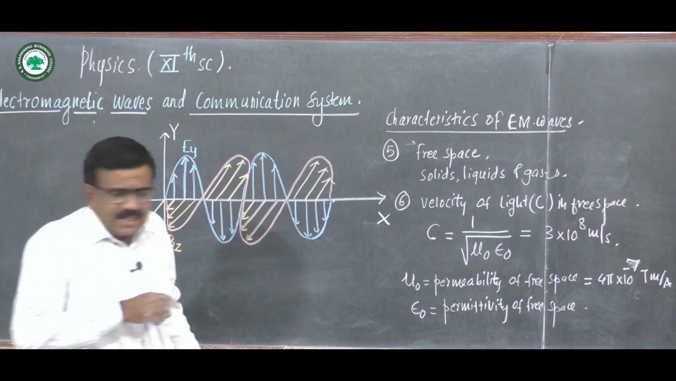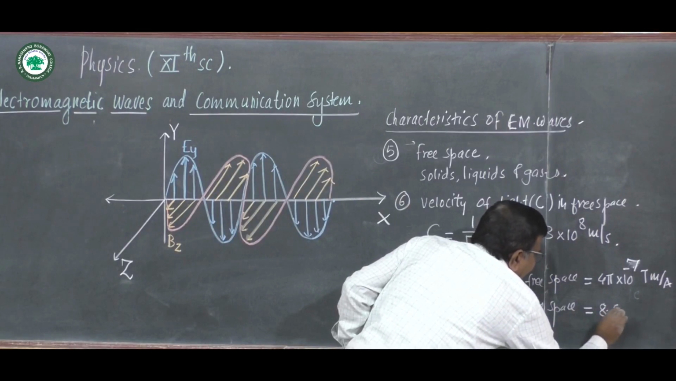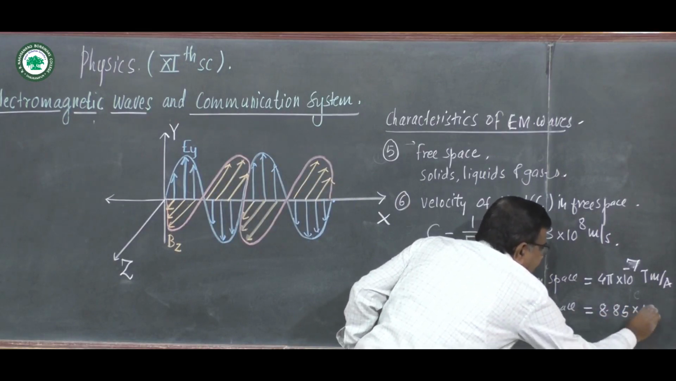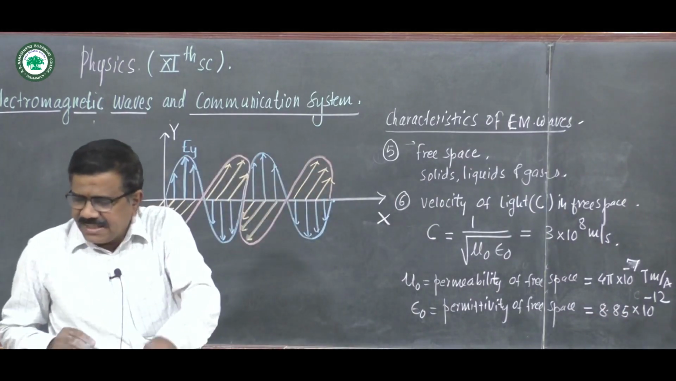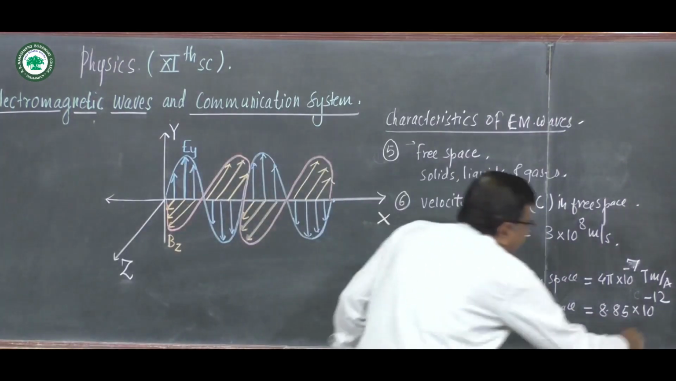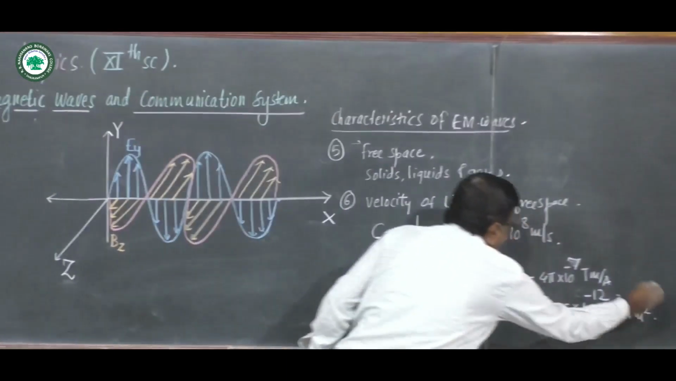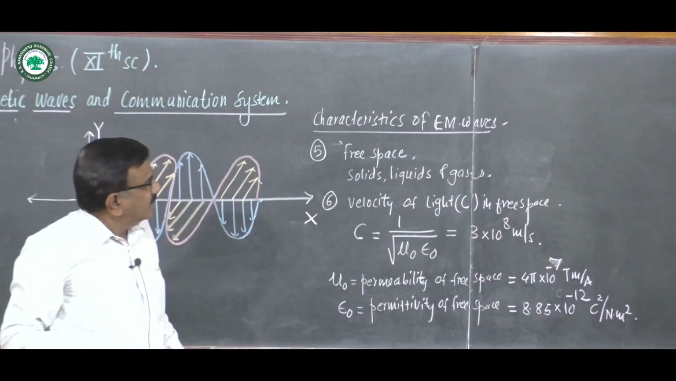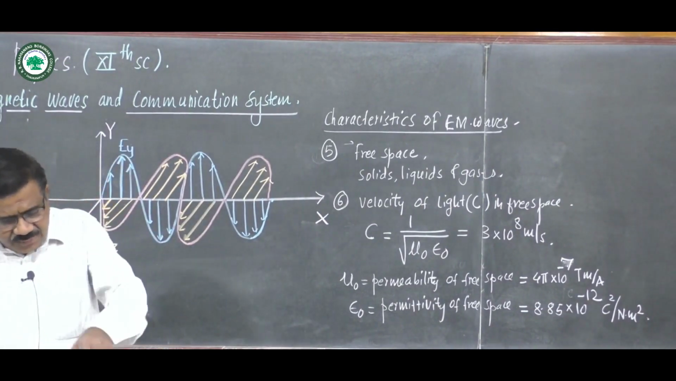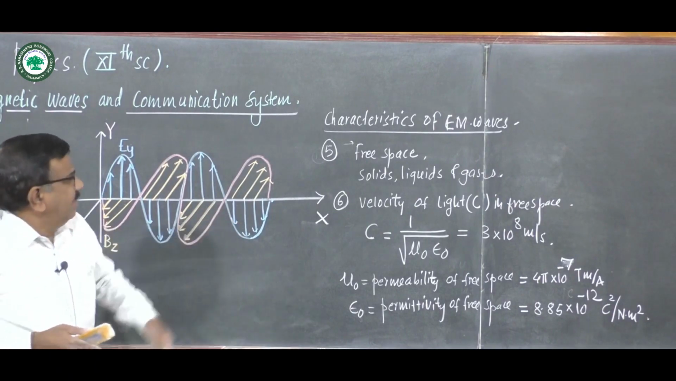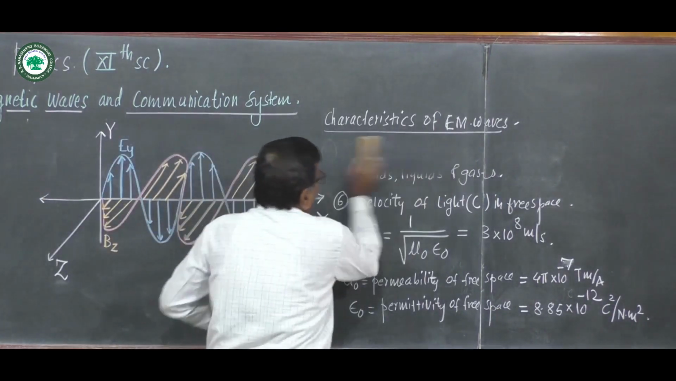The value of permittivity of free space is 8.85 into 10 raised to minus 12 coulomb square per Newton meter square. So this velocity is the same as the velocity of light in free space. This is the velocity of light or velocity of the electromagnetic wave.